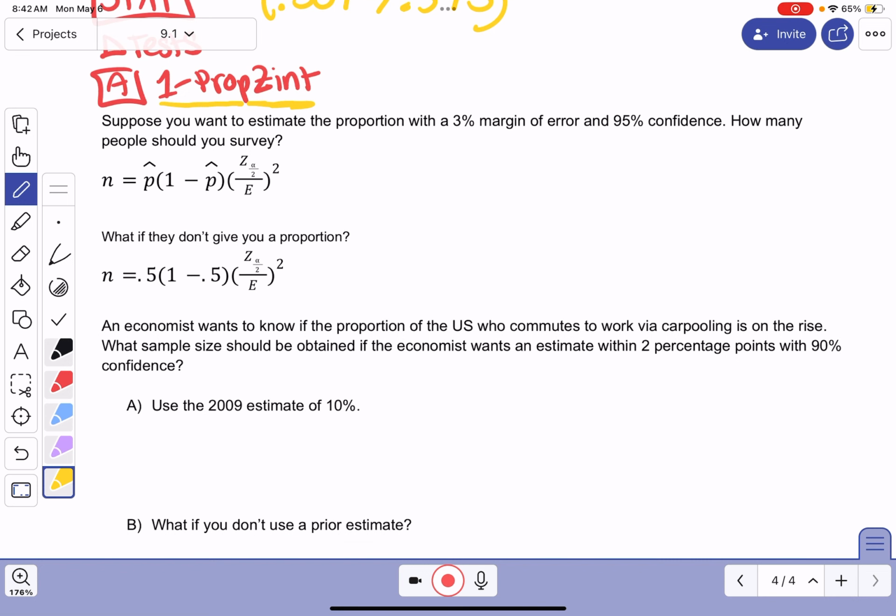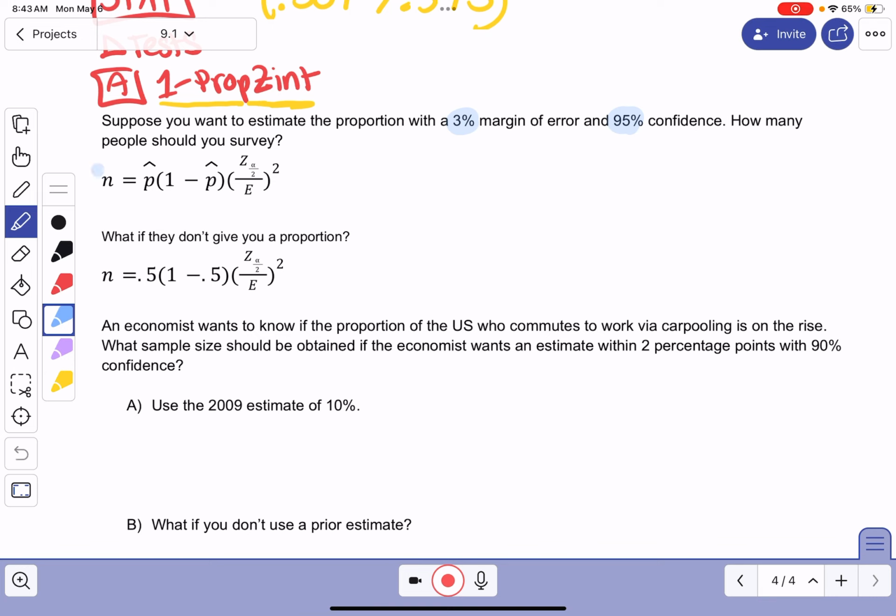Now, maybe we don't know the percent, we want to figure out the percent. In order to do that, we have to use our critical value to decide how many people to ask. So suppose we want an estimate within a 3% margin of error and 95% confident. How many people should you survey?